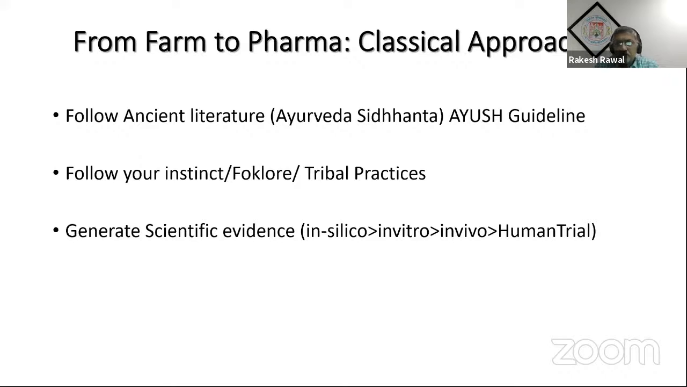So when we look at those natural products as phytopharmaceuticals, we name it from farm to pharma, because farm is the place where we grow them, and pharma is the place where they are produced as medicine. So for this farm to pharma approach, there are two major approaches. One is the classical approach. The classical approach is you follow the ancient literature, get some clue based on Ayurveda Siddhanta, and that's what the Ayush guideline suggests and gives us prescription to take.